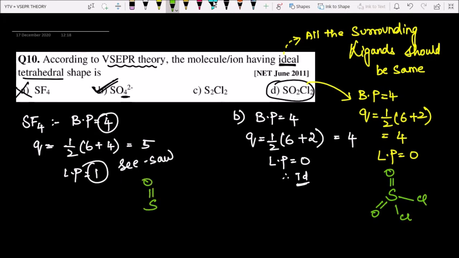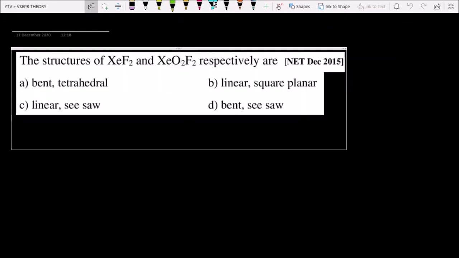SO4 2 minus will exist something like this, O minus, O minus. This is what we call SO4 2 minus. So in SO4 2 minus, all the surrounding ligands are the same. So ideal tetrahedral means that only. So the answer is option B. Let's move to the next question.